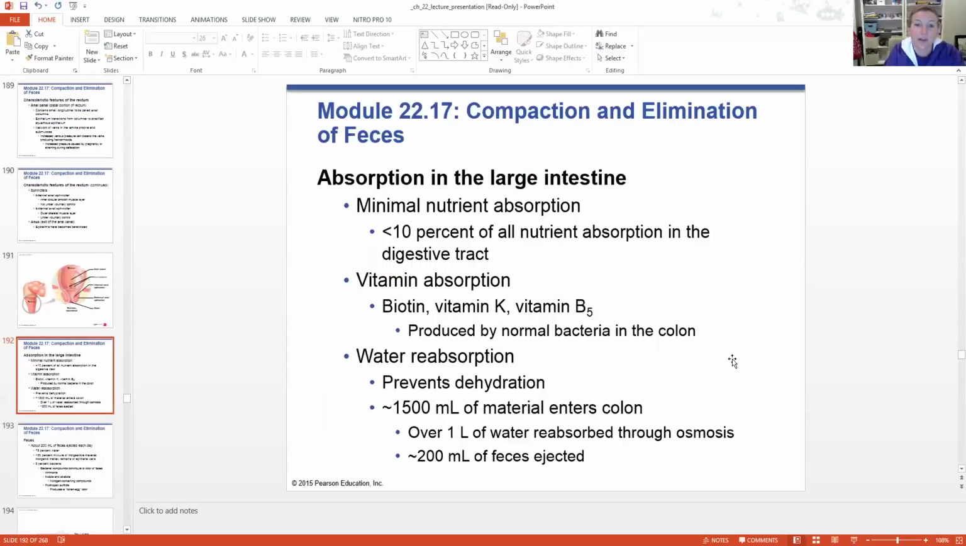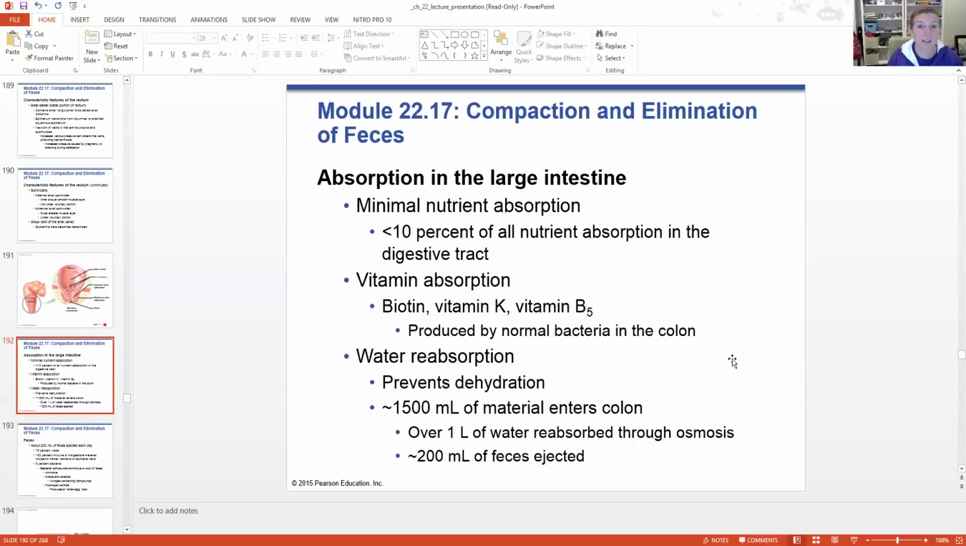So let's talk about the absorption that happens in our large intestine. Again, not a whole lot, less than 10% is happening here. The stuff that is being absorbed are particular vitamins, which is why people who have issues, I'm thinking of diverticulitis, where individuals will have severe inflammation in their colon and have part of their large intestine removed. If they have enough of their large intestine removed, then they'll have to be on vitamin supplements because of this decreased vitamin absorption that will occur.